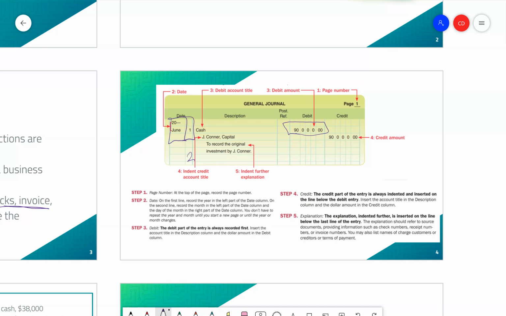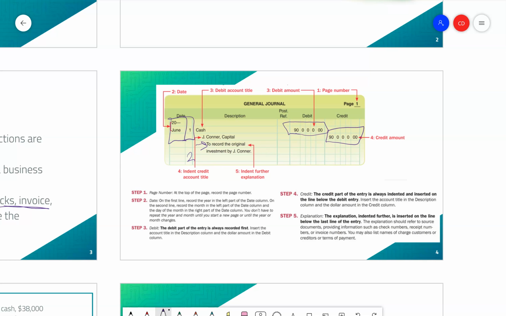Okay, then when you have a credit, you're going to indent for your credit. I like to say hit the space bar like 5 times. Okay, you record your credit, and then you record your credit amount, and you do have to include cents. Okay, before we didn't always have to, but now that we're using the journal, we have to. And then you write a little description to record the original investment by Jay Connor. Now notice the description is indented as well. Okay, so everything is indented. Accountants are very particular about how things look.